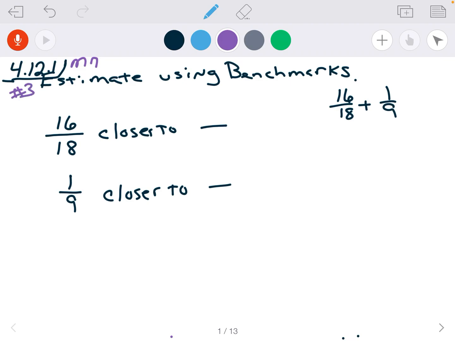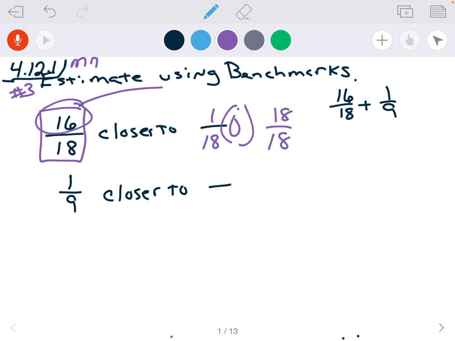If you're estimating benchmarks, an example would be, I have a fraction 16 over 18. Is 16 eighteenths closer to 1 eighteenth, which would probably be 0, or is it closer to 18 eighteenths? I can see 16 is closer to 18, so that benchmark would be 1.